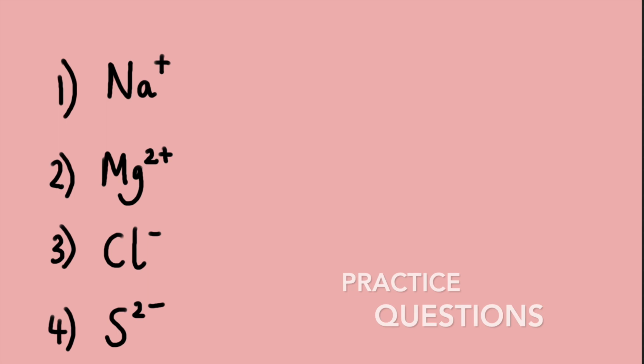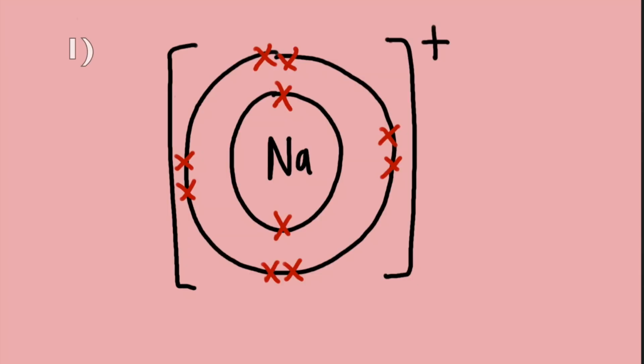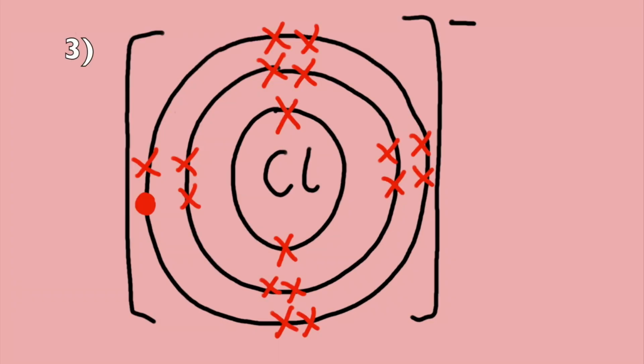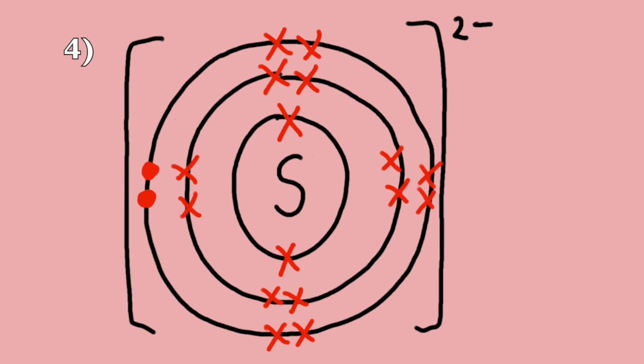Okay, so let's do some practice. If you could pause the video and then try to draw the ions that are shown here, and then resume when you're done. So here's the ion for sodium. It's got a positive charge. The ion for magnesium, the chloride ion, and the sulfide ion.